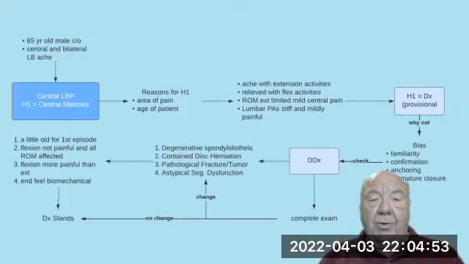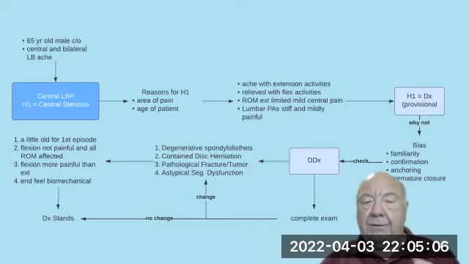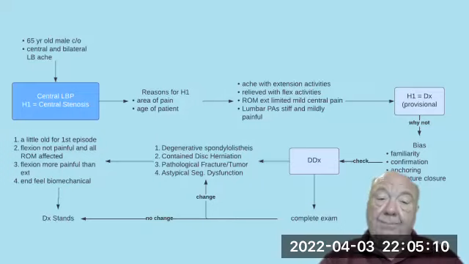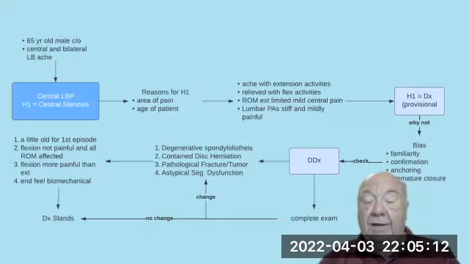Let's look at an example then. We've got a 65-year-old male complaining of central and bilateral low back aching. The obvious one to think about is based on the age, the sex of the patient, the area of the pain, and even the type of pain. So you come up with central stenosis.